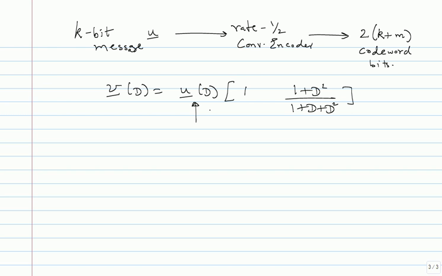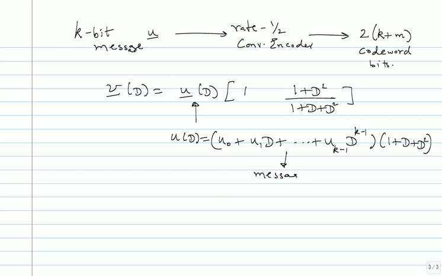A very convenient and nice way of describing that is to say, I will take u of d to be u0 plus u1 d plus so on till u k minus 1 d power k minus 1, which is the actual message, and then I'll multiply that by 1 plus d squared. So this is purely generated by the message. This multiplication by 1 plus d squared will take care of the actual termination that is required.